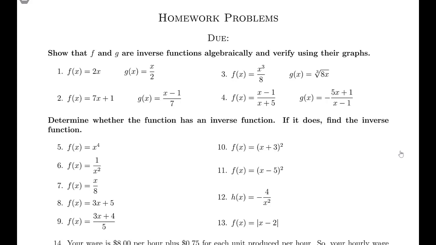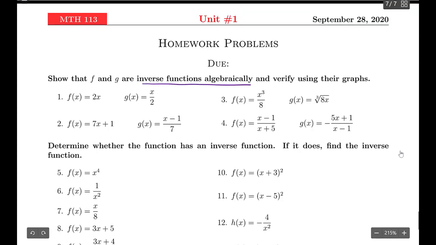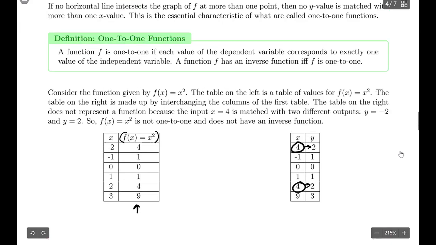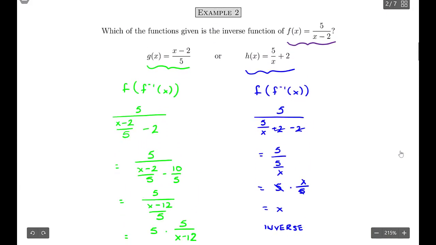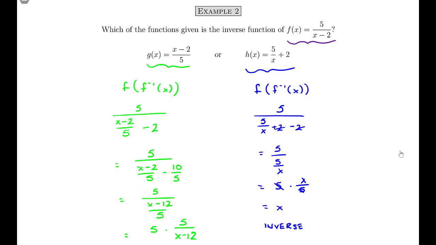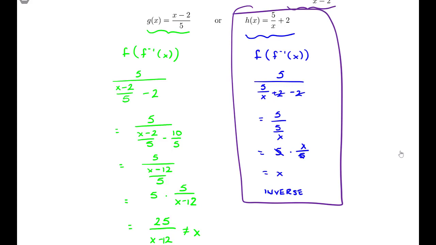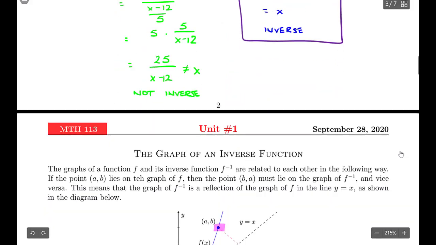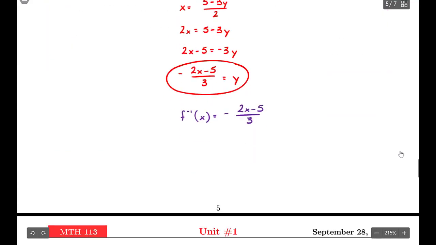But what I'd like for you to do, though, is when it says to verify that they're inverses algebraically, that goes back to what we did up here in example 2, where we took a function and did the composition. Really, we just want to look at what is here. You take the two functions, put one function inside the other. If you get the identity function, they're inverses. If you don't get the identity, they are not inverses. So that's what you're doing from 1 through 4.